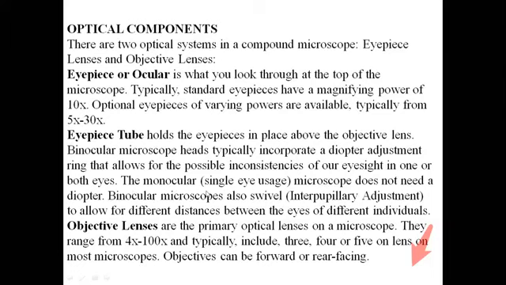Okay. So what is the objective lens? The bottom portion, just above the stage, is the objective lens, through which you are going to view the sample and focus on it. They are the primary optical lenses on a microscope.